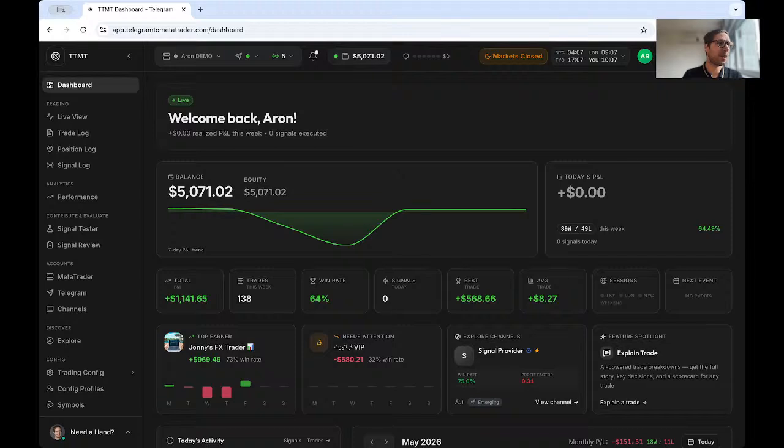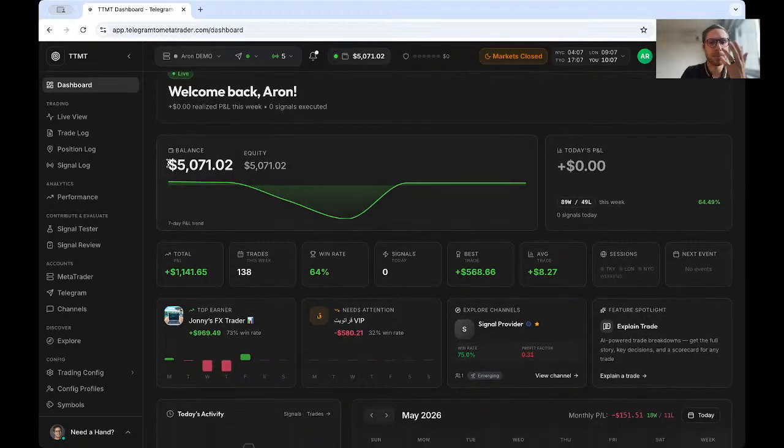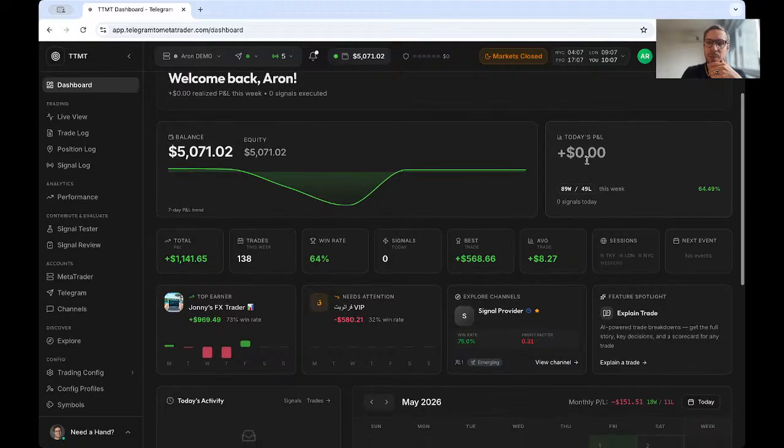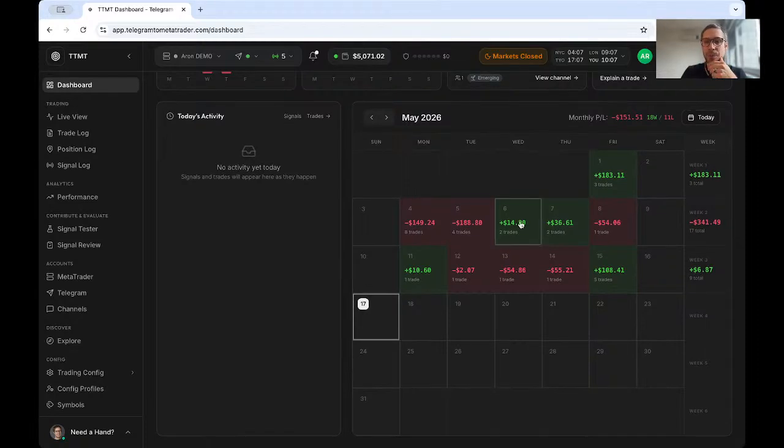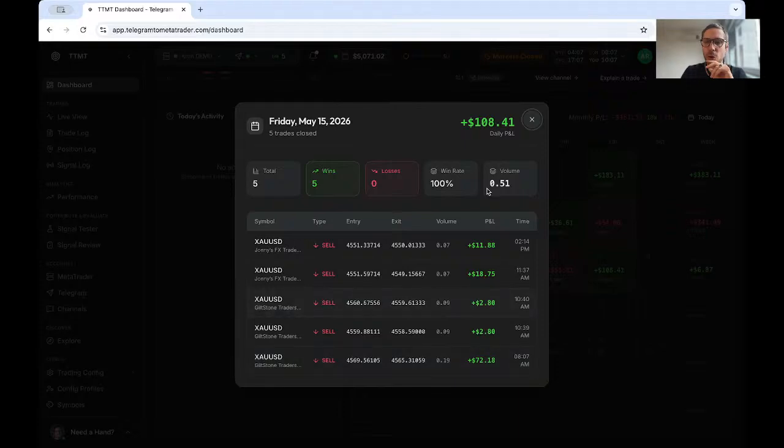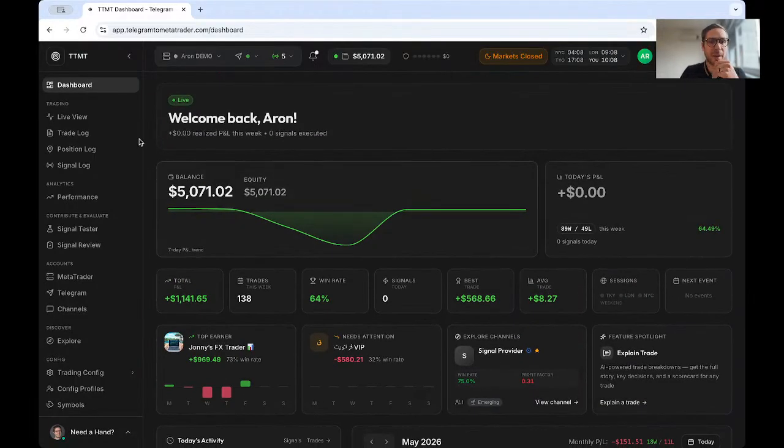All right, so let me switch over to the dashboard now, and then we'll go through every possible setting and page. Markets are closed today, unfortunately, so today's P&L shows a gray number instead of a green number. However, this is the dashboard. This is where you technically land right after you open TTMT. You can see your balance and today's P&L at a glance, some basic stats about total profitability, the number of trades, your win rate, and then a very well-known calendar which shows the trades that your account was making on your behalf.